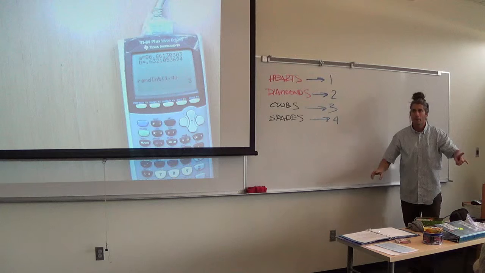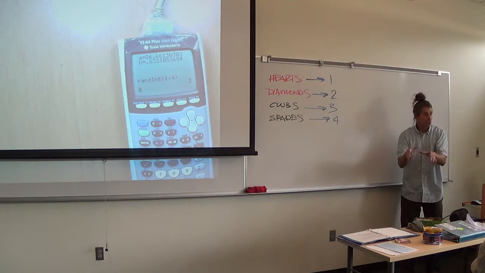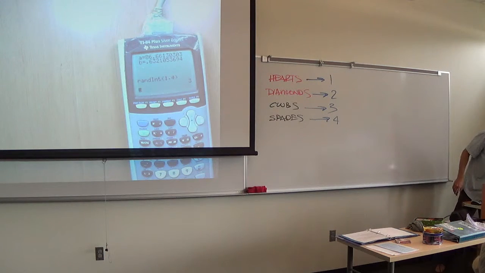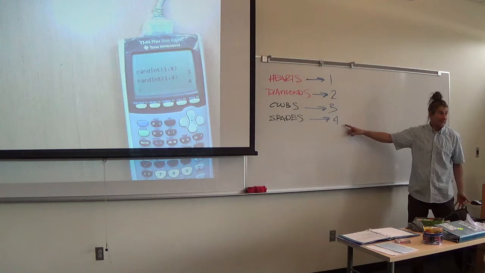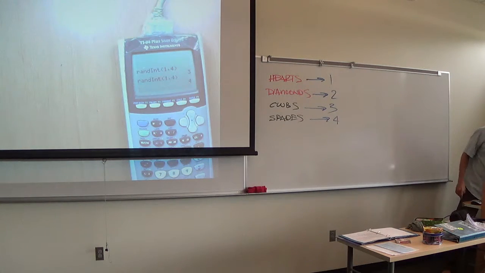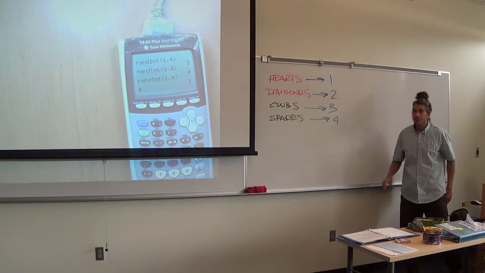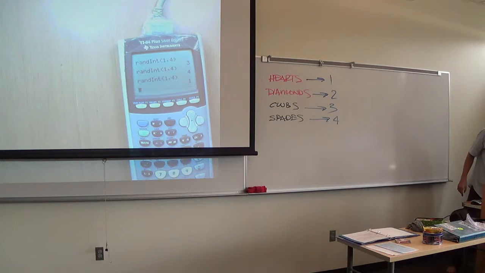Now the card goes back in the deck. It shuffles again. I press enter again. I just got a spade. I don't know which spade. I just know I got a spade. Then I press enter again. Now I got hearts. What are you going to bet on now? I just got clubs, then spades, then hearts. What are you going to bet on?